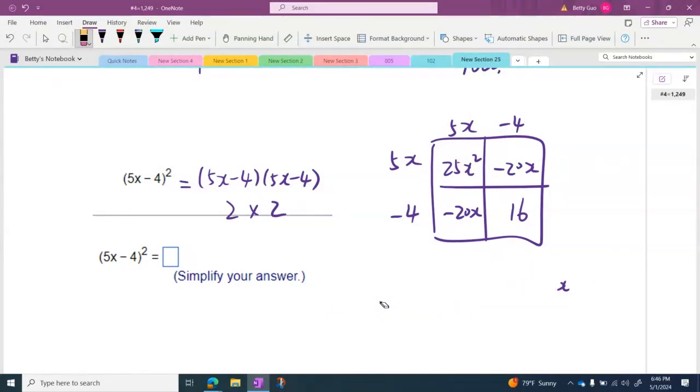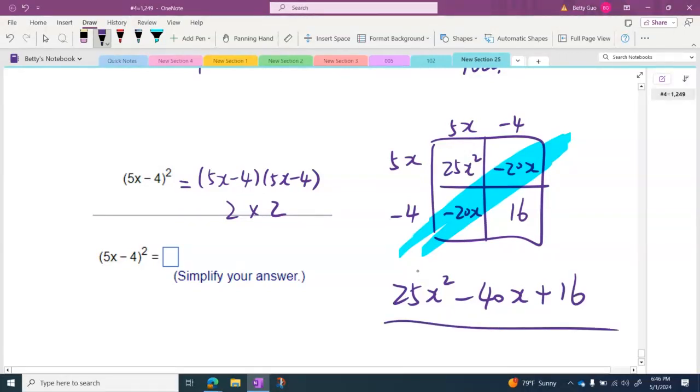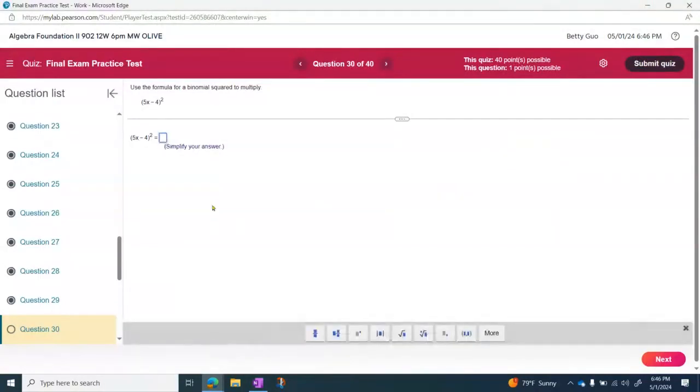And then the two cells in the diagonal, they are like terms. Combine them. And we have 25x squared minus 40. Combine them, -20 minus 20, -40x plus 16. And then you enter that in the cell. This is a basic box method to multiply two polynomials. This is very basic. You should not lose a point on this type of problem.